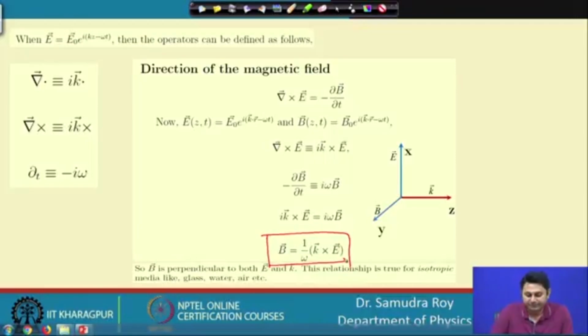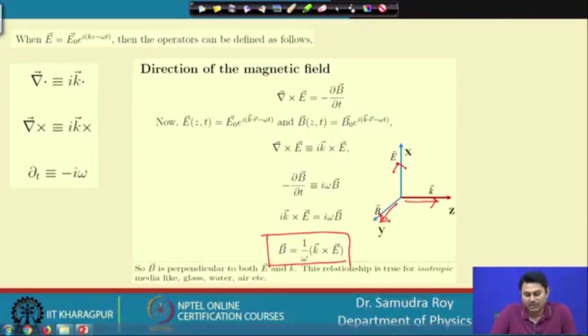So, from this equation, let me erase all these things and concentrate only on this expression, that B, E and k are related with this. That means if k is in one direction, E is in the perpendicular direction, this is the direction of E, this is the direction of k, then k cross E, by the right hand screw rule, gives me B in this direction. That means B is perpendicular to both the electric field E and the propagation direction k. This is not a very unique result, because it is a very general thing.